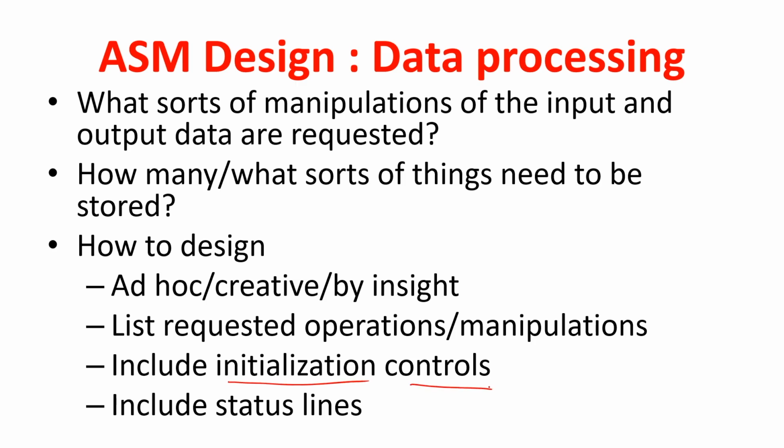So, particularly in the earlier case, whenever go is equal to 1, only then it starts doing the operations, and include a status line: whenever the work is done, control is equal to n. So, that gives status done. So, how to design? Include initialization control, include status line, and list the requested operations and manipulations. These are very crude ways of thinking and doing things. We will have many examples: given English-like statements, how we will come up with ASM, how we will infer the data path, and how we will design the data path.